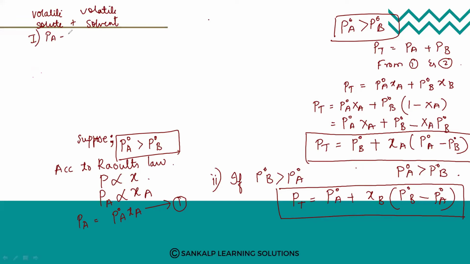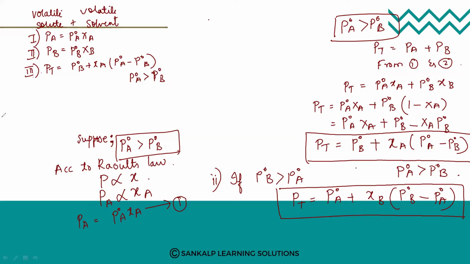P_A equals P naught of A into chi of A. Then the second equation we have seen is P_B equals P naught of B into chi of B, and the third was the total pressure, P_T equals P naught of B plus chi of A into (P naught of A minus P naught of B), where you have P naught of A greater than P naught of B. So this is the condition.